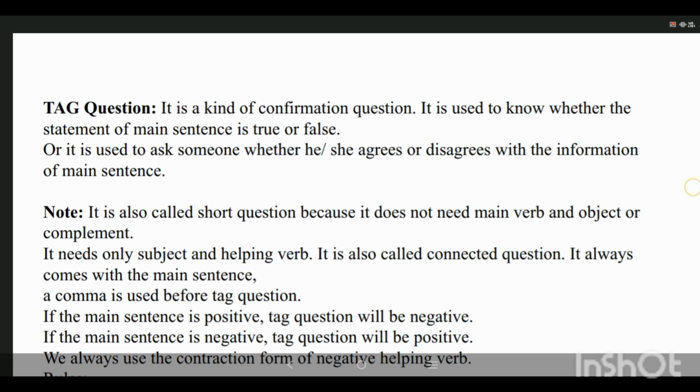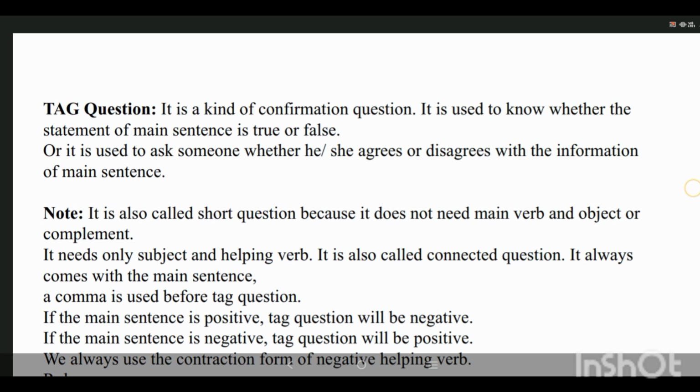So now today I want to teach the parts of a sentence and tag questions. So what are tag questions? Tag questions are a kind of confirmation question. They are used to know whether the statement of a sentence is true or false, or to ask someone whether he or she agrees or disagrees with the information in a sentence.